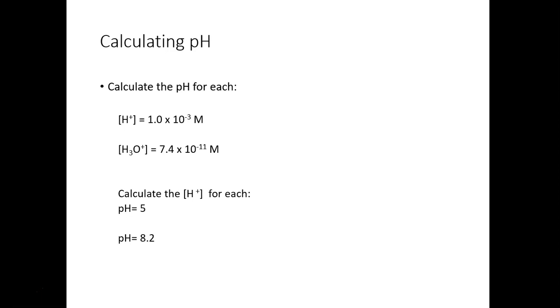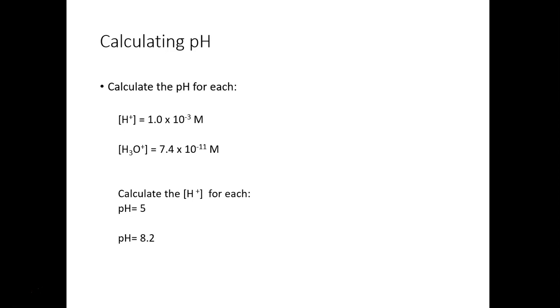All right, so using those two equations, I want you to practice these problems. First, try to calculate the pH for those first two examples. And then for the second two, I want you to try to calculate the hydrogen ion concentration using the pH. So pause for a second and try those. And then when you're ready, you can hit play.